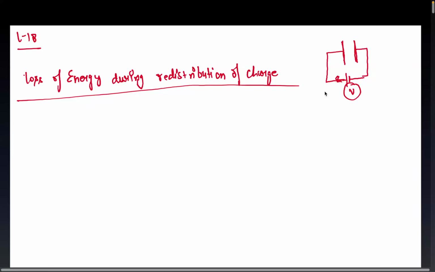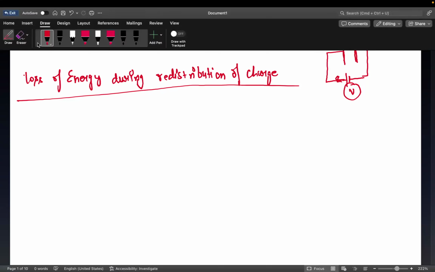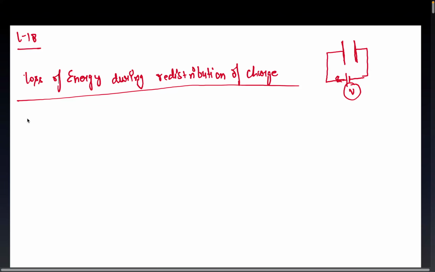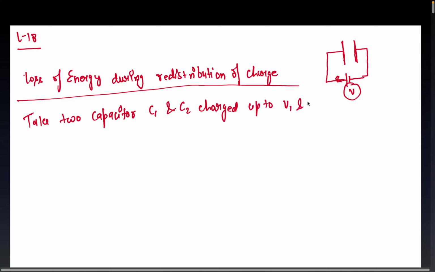Now, similarly, we are going to study another thing. Just assume you have two capacitors, C1 and C2. We are going to charge both of them separately, up to V1 and V2 potential. Separately means they are independent.